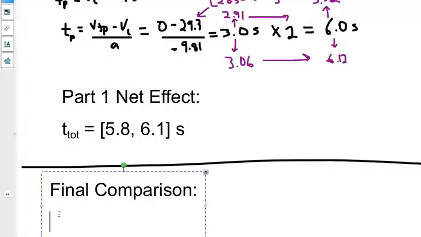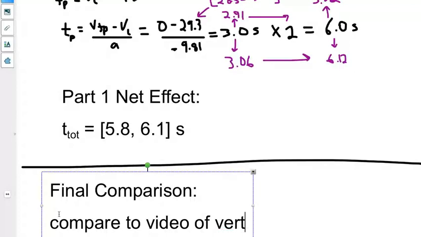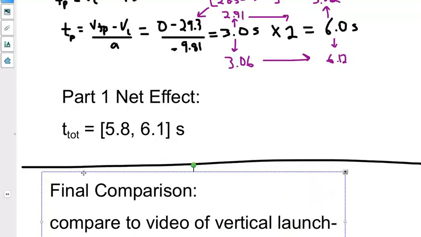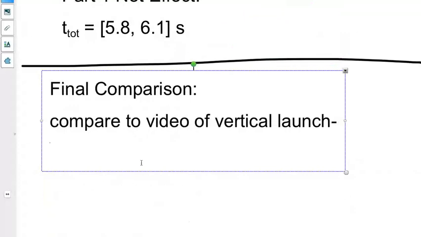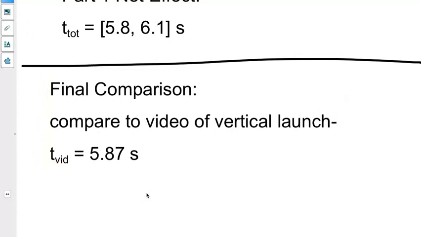Okay, so final comparison. We need to compare it to the video of the vertical launch. And here's what we found. We only watched one video. The video we watched was one of Cole's videos pumping the thing. And what we found from his video, T video, was 5.87 seconds. That's what we came up with. And this too had an uncertainty. We went over this and we said it could have been off by as much as 1.5 frames.